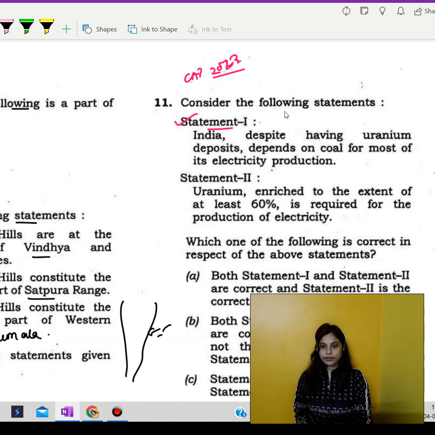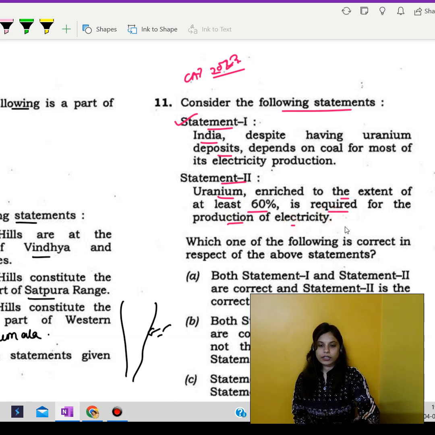Statement 1 says, okay, we need to consider the following statements. That is what they are saying. Statement 1 says, India, despite having uranium deposits, depends on coal for most of its electricity production, right? And statement 2 says, uranium, which is enriched to the extent of at least 60%, is required for the production of electricity. Done, we have read that.